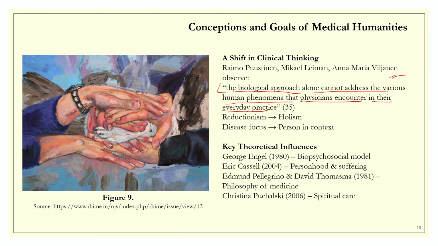Patients are no longer viewed merely as diseased bodies. They are understood as persons embedded in relationships, histories, and context. Several thinkers shaped this shift. You can see here we have George Engel, who discussed the biopsychosocial model, Eric Cassell, who talked about personhood and suffering, Edmund Pellegrino and David Thomasma, who discussed philosophy of medicine, and we have Christina Puchalski, who discussed spiritual care.